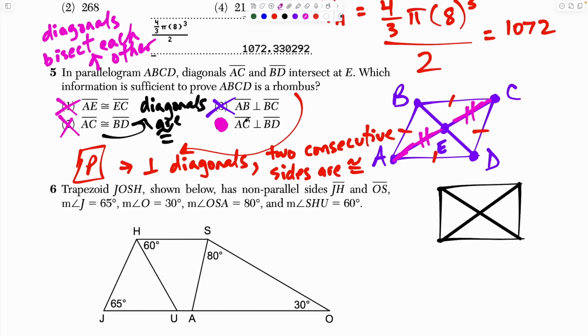AC is perpendicular to BD. Well, I was saying before that to upgrade a parallelogram to a rhombus, you could show the parallelogram has perpendicular diagonals, which choice 4 is communicating, so this is our answer.